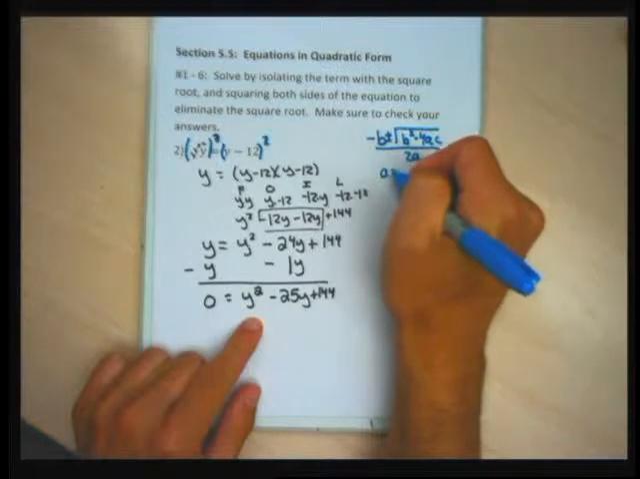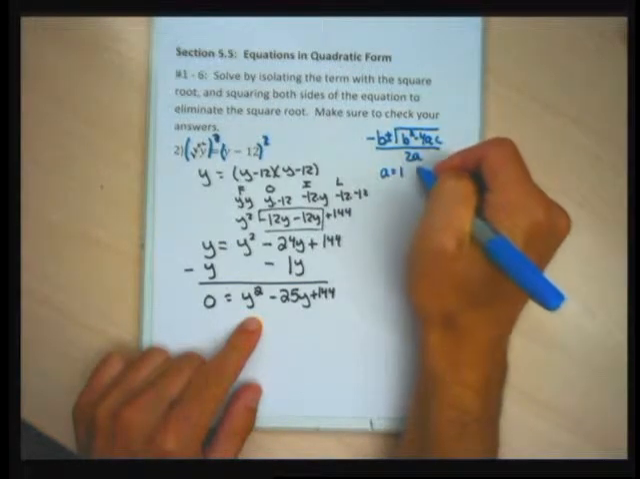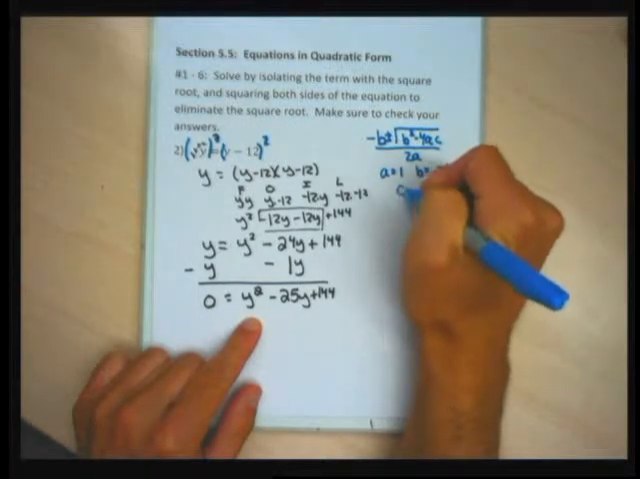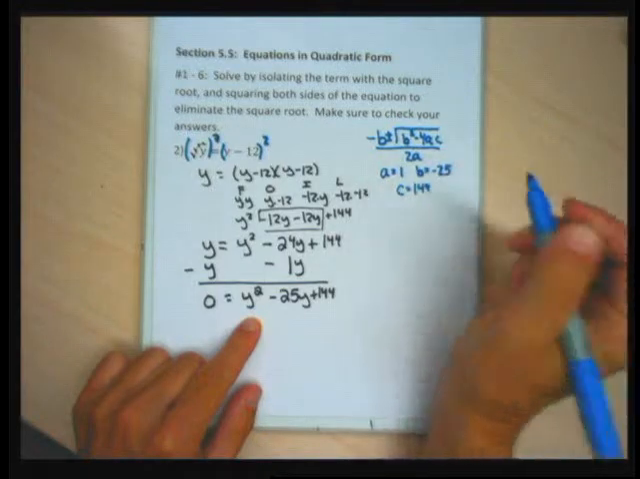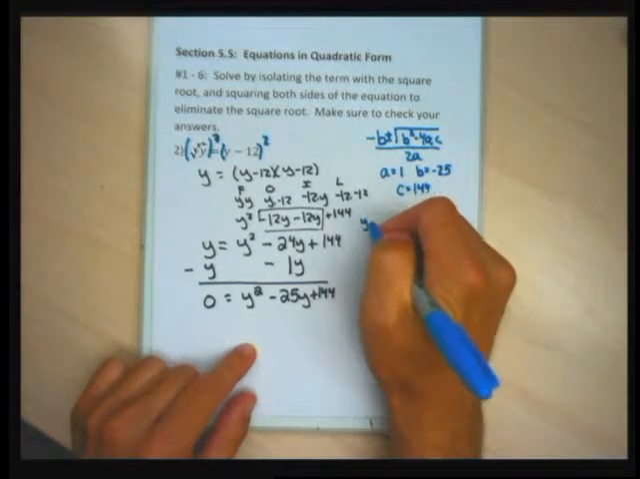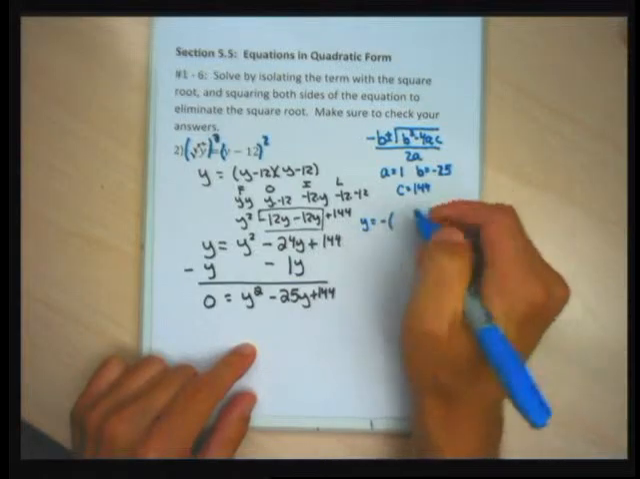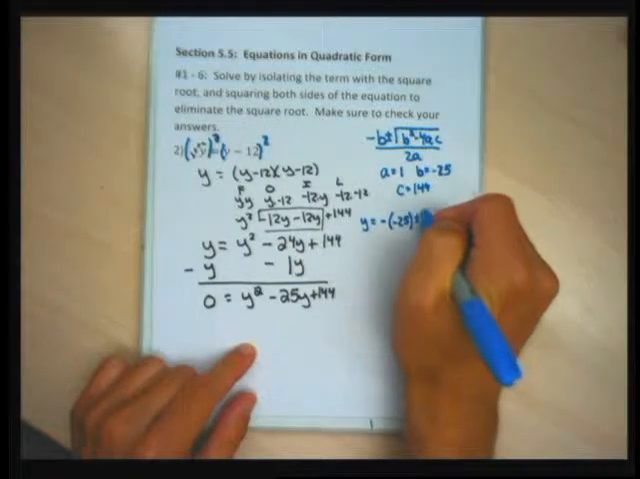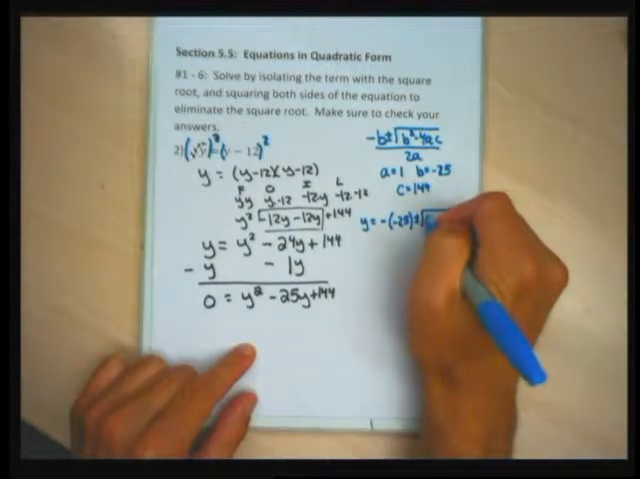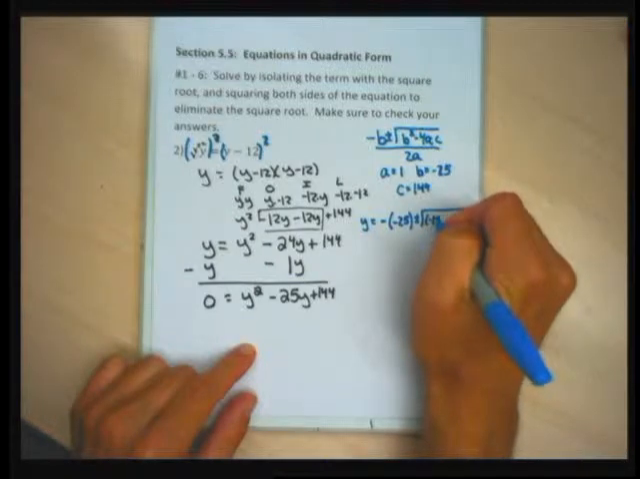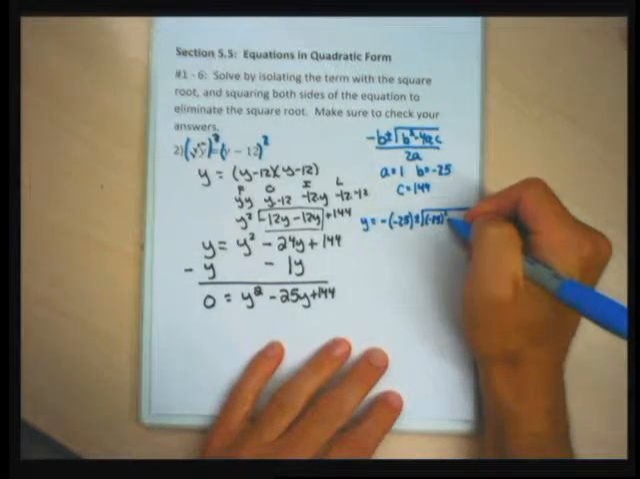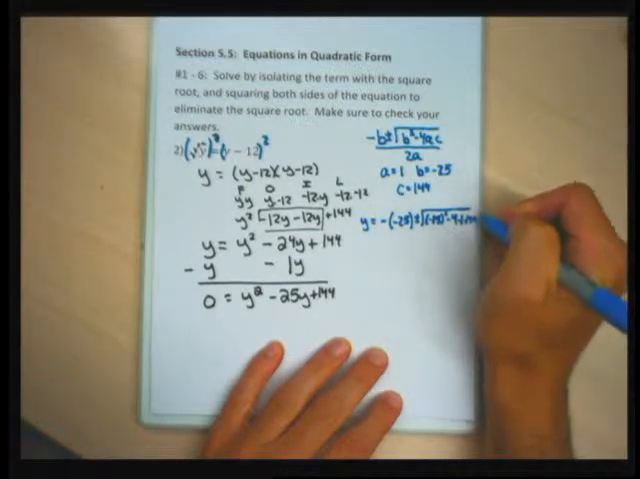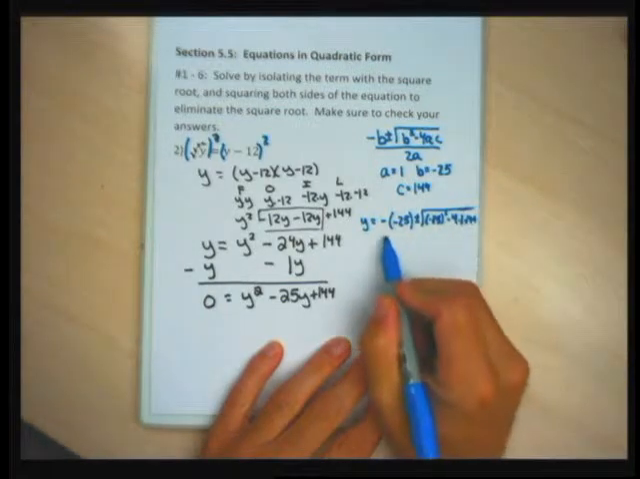And in the quadratic formula, the a is the number in front of the y squared term, which is 1. The b is the number in front of the first power term, which is negative 25. And the c is the number without the letter. So I'm going to go y equals negative from the formula, and then negative 25 from the b, and then plus or minus the square root of negative 25 squared minus 4 times 1 times 144, all over 2 times 1.